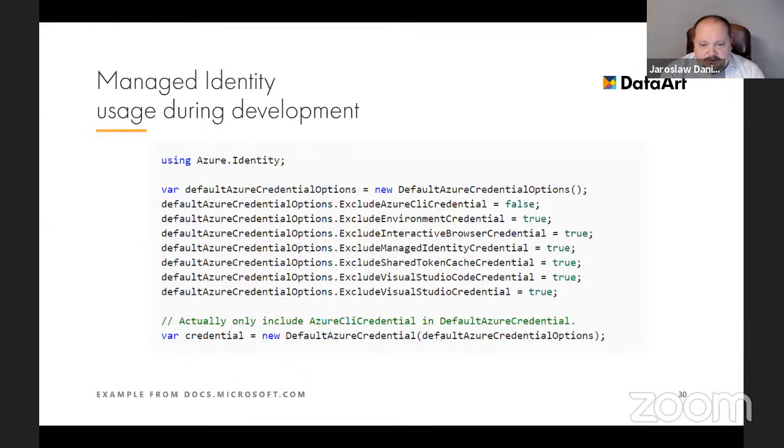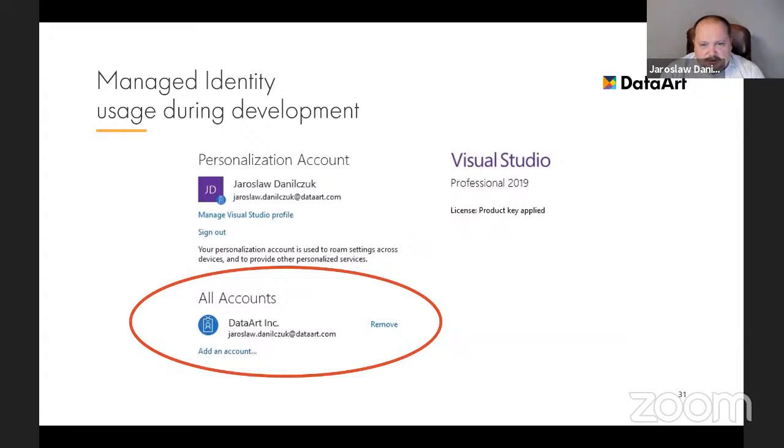So how can we achieve it in the Visual Studio? You probably know the screen. You can add accounts, as many accounts as you want. So if you work for different clients, you can add all of those accounts, and this library will try each single one of them to access.